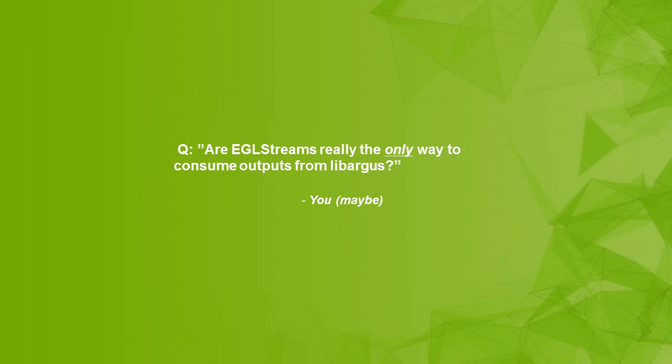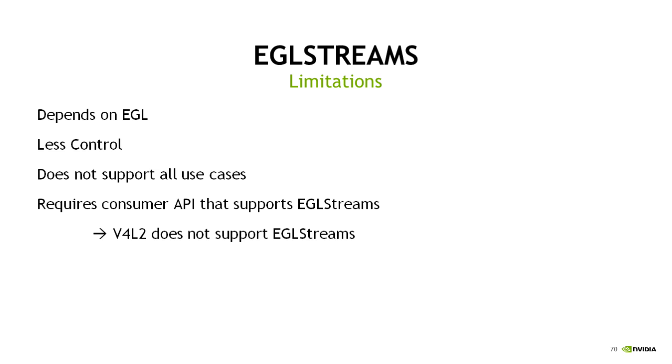Now, some of you may be wondering, are EGL streams really the only way to consume outputs from Argus? The answer to this is no, but with an asterisk. EGL streams do have limitations. They depend on EGL, they provide less control of the underlying buffers, they don't support complex buffer pipelines or use cases, and ultimately, they can only be used with APIs that support EGL streams.